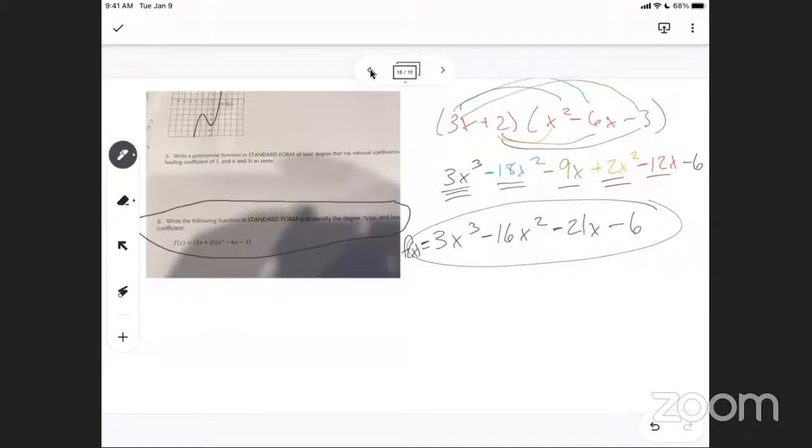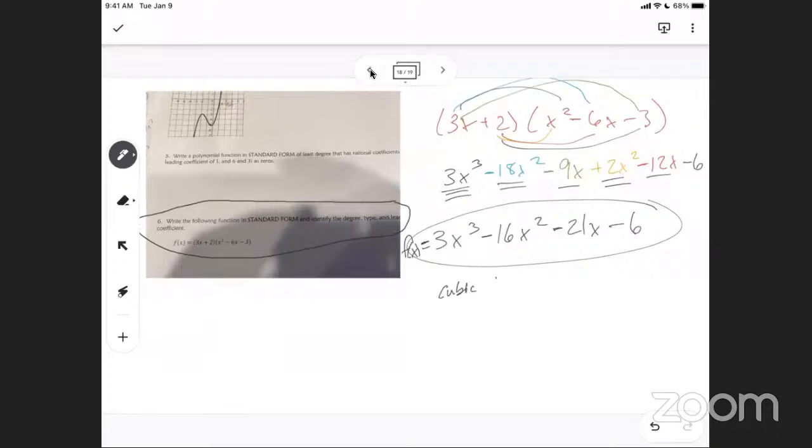And then the degree would be cubic, quadrinomial. What are they? It says type. My math teacher, when it says type, she wants us to put cubic, and then when it says degree, she wants us to put 3, like to the 3rd degree. Okay, so cubic does mean degree. So I don't know what she means by type.